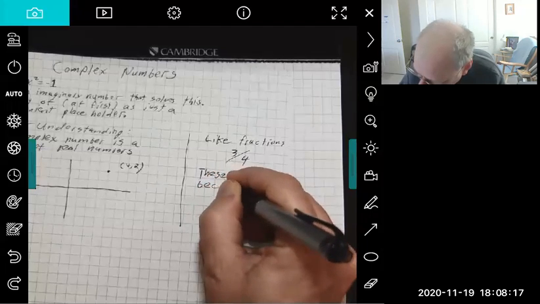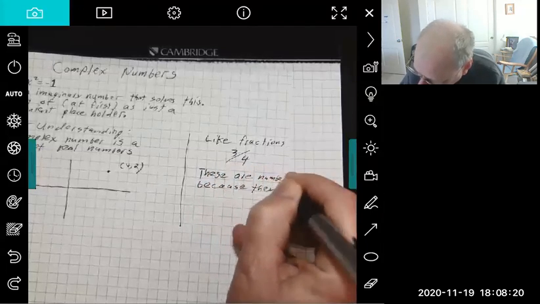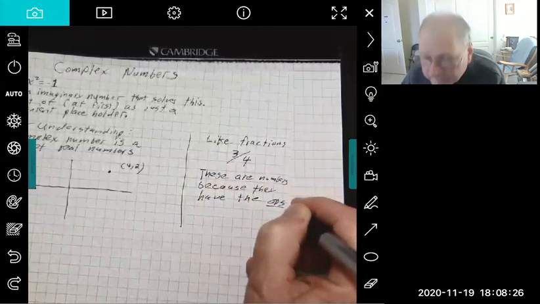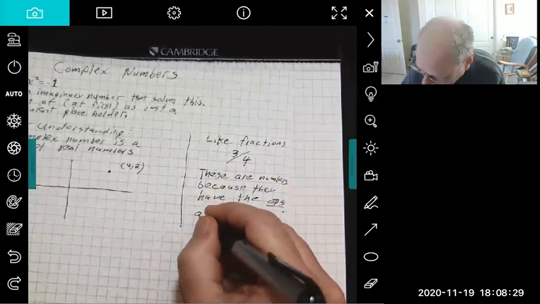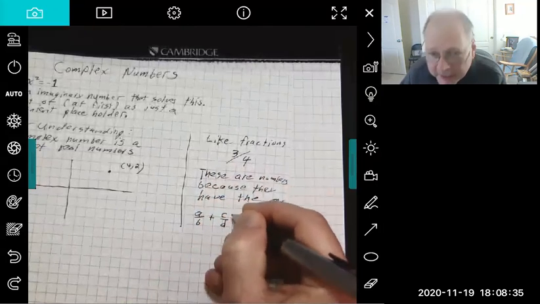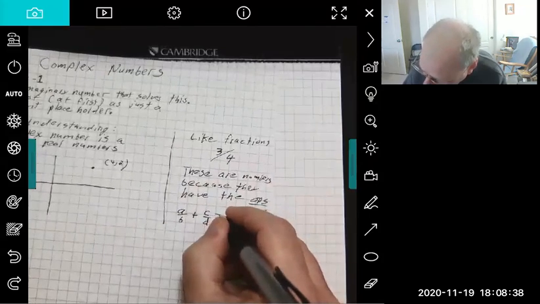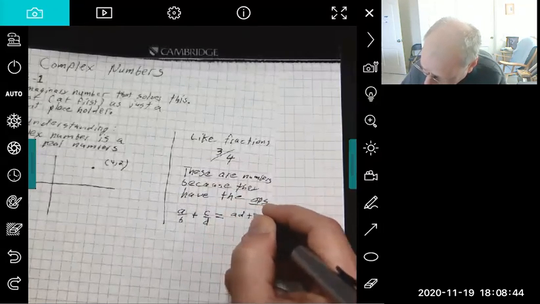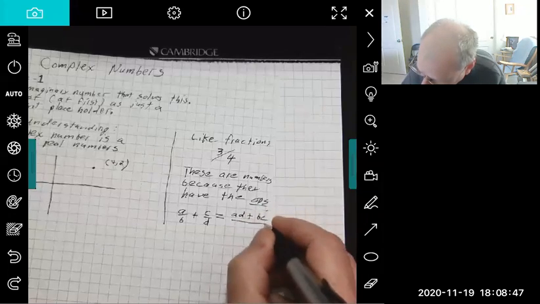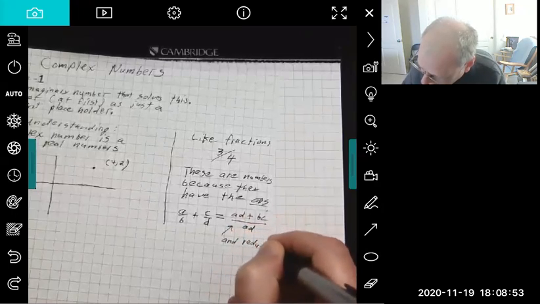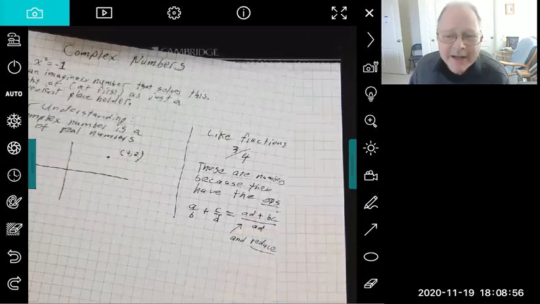They're numbers because they have the operations. We've got this crazy rule for how to add them. I say crazy because, when a kid first sees this, they definitely think it's crazy. You do that, and then you reduce by canceling out all the factors that are common on the top and the bottom.